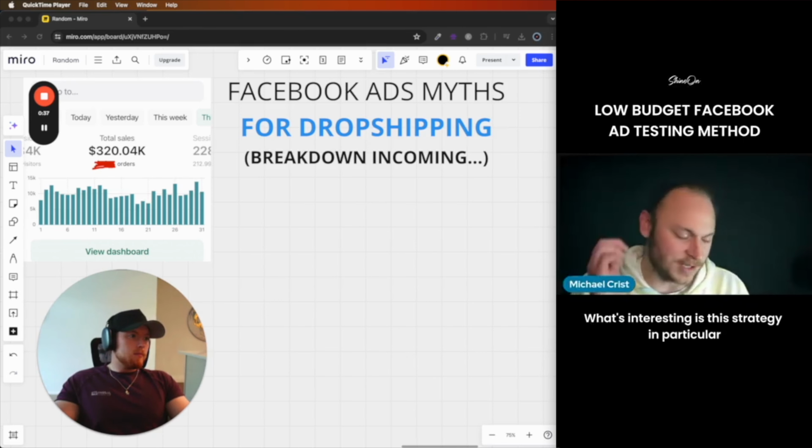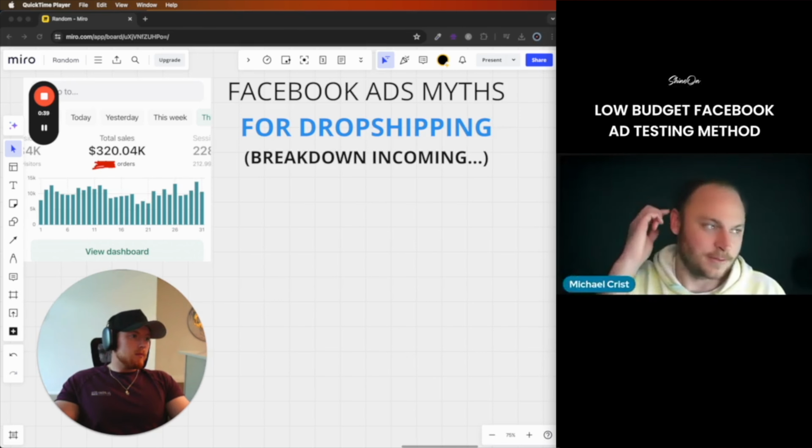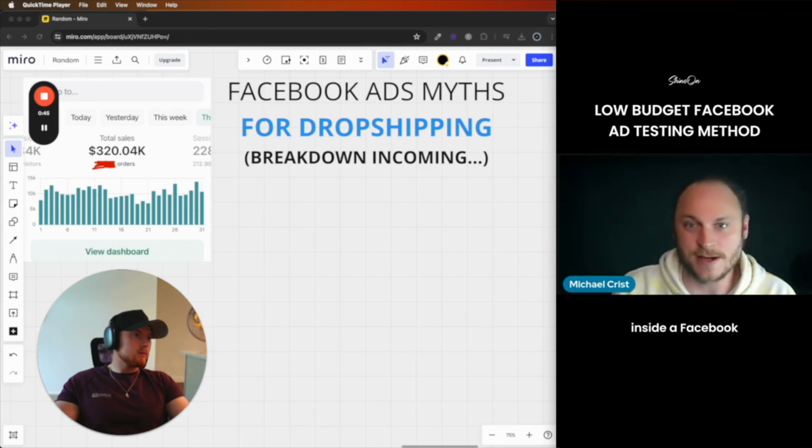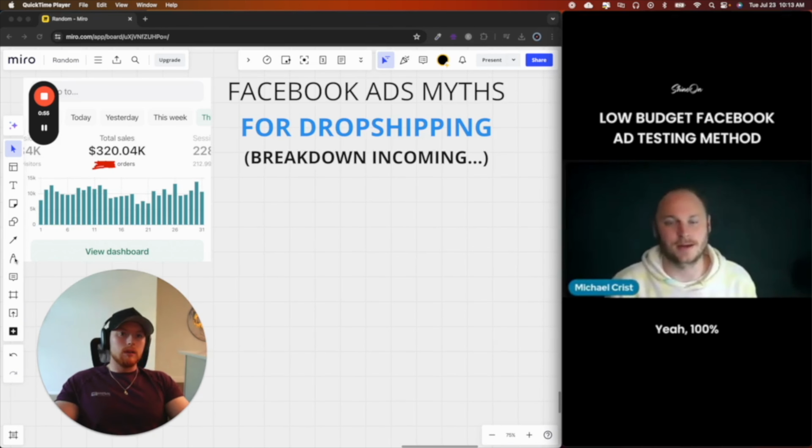purchase. What's interesting is this strategy in particular, because with iOS 14 and some of the issues around the data, the cost per link click is something tracked right there inside of Facebook. It cannot be distorted. Facebook knows it. 100%.